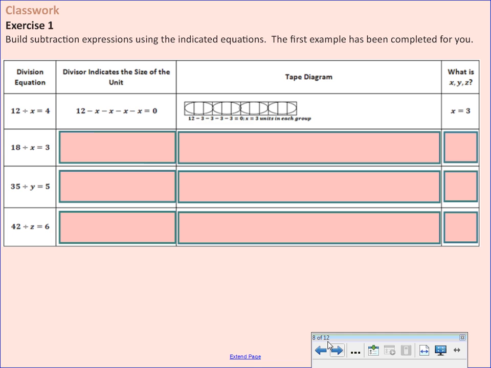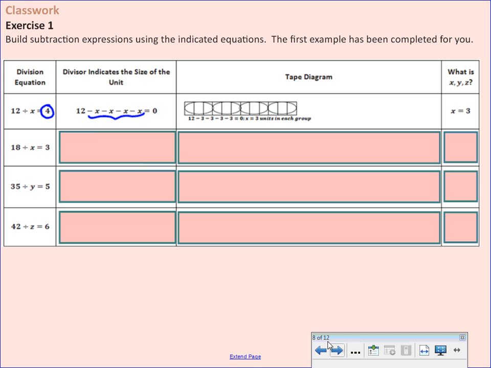So take a look at your notes. There's a table on page 10. Looking on page 10, they did the first one for you. This time, we're dividing it by the groups of the divisor. So we have 12 minus x, and we took away x 4 times.